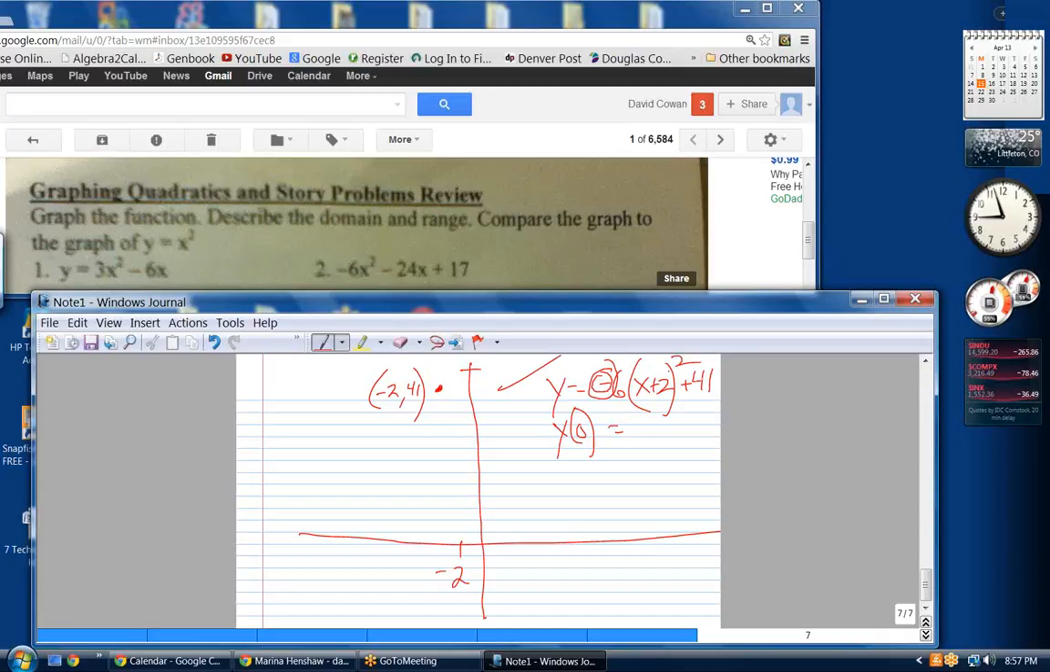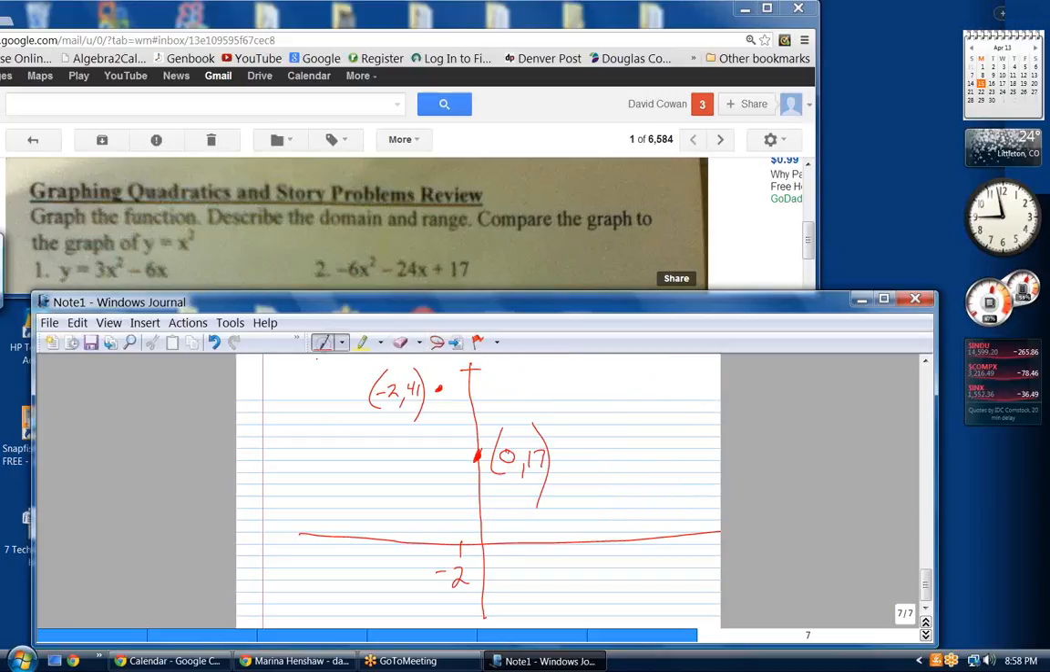What's 2 squared? 4. Okay, so we have minus 6 times 4 plus 41. Minus 6 times 4 is minus 24, plus 41, that's 17. I added the 4 to 41 before I multiplied it. So there's that point right there. That's 0, 17. We know the graph has to go through that. So that's easier than finding the x-intercepts.